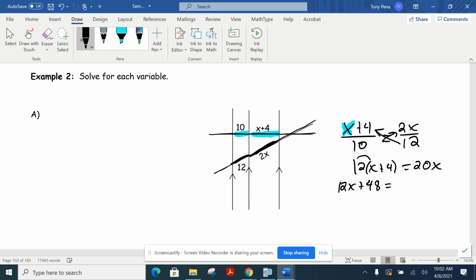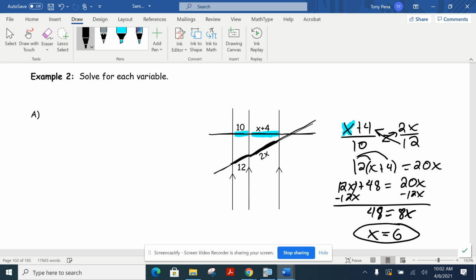You're going to distribute 12 and x, 12 and 4. Divide, or no, not divide yet, subtract the 12x over. Divide, and x should end up being a 6. Okay? So that's, we don't necessarily call it the side splitter theorem because that's specifically for a triangle, but it behaves pretty much the exact same way. All right?